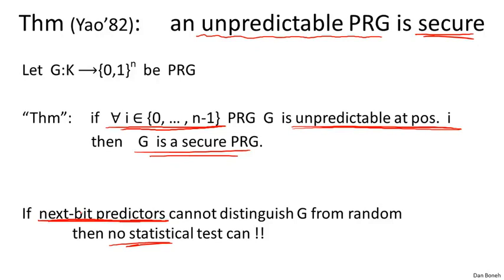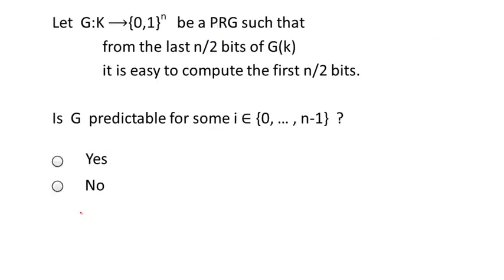Let me show you one cute implication of this theorem. So let me ask you the following question. Suppose I give you a generator, and I tell you that given the last bits of the output, it's easy to predict the first bits of the output. Okay, so given the last n over 2 bits, you can compute the first n over 2 bits. That's kind of the opposite of predictability, right? Predictability meant given the first bits, you can produce the next bits. Here, given the last bits, you can produce the first ones. And my question to you, does that mean that the generator is predictable? Can you somehow, from this fact, still build a predictor for this generator?